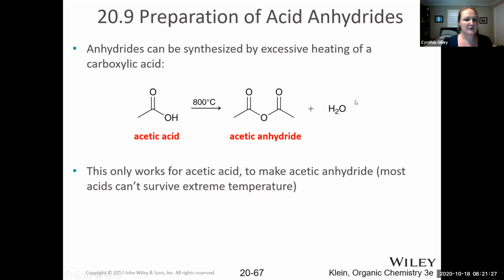Okay, let's move on to anhydrides. Anhydrides, if they're simple, like acetic anhydride, can be synthesized through the extreme heating of the carboxylic acid that it comes from. So for example, acetic acid, when heated up to 800 degrees Celsius, will dehydrate to form acetic anhydride. This really only works to produce this particular anhydride because most carboxylic acids are not going to withstand this type of extreme heating.